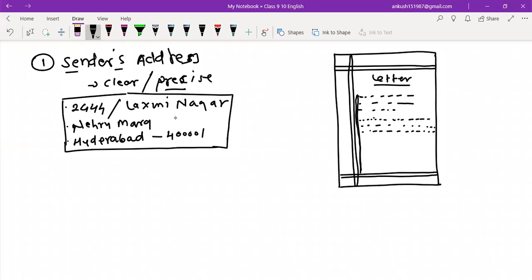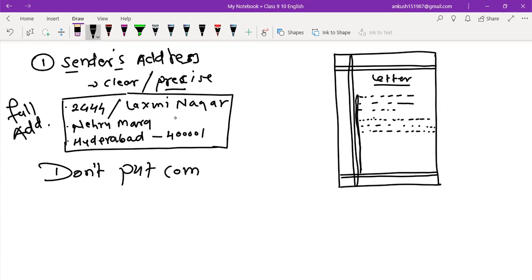Okay, that point. So what you have to do, this option actually includes the sender's full address. What is it written here? It is the full address. And while writing the address, I told you earlier that it is very, very important not to put a comma, and even a full stop. Have you got it? Yes, sir. Don't put a comma. Understood? It is very, very important to note this.